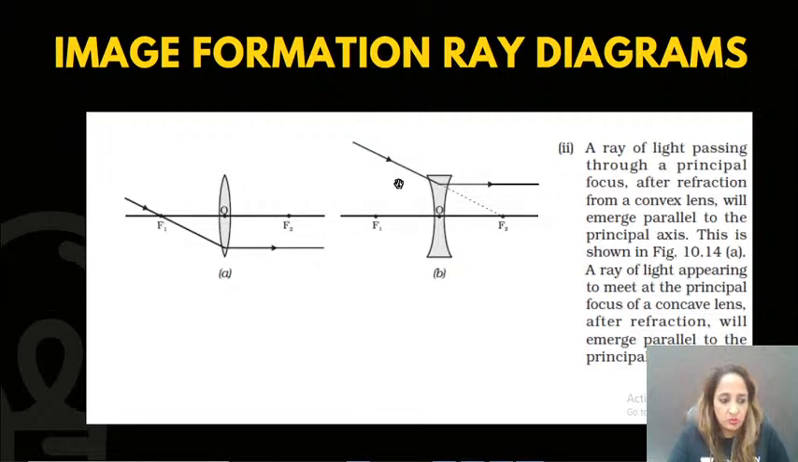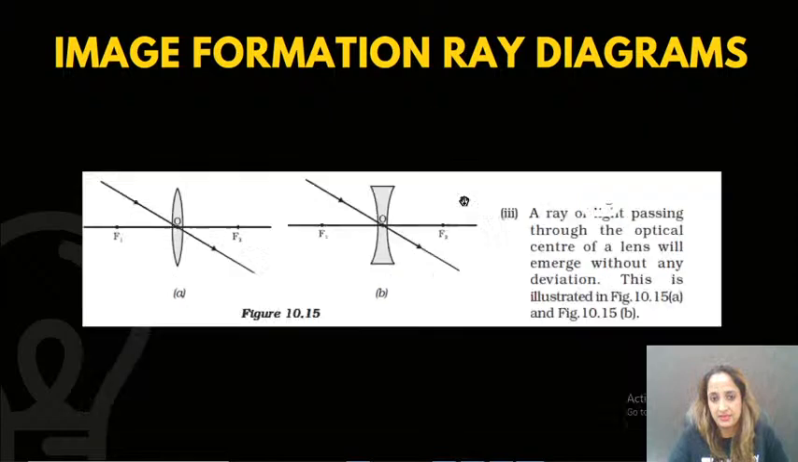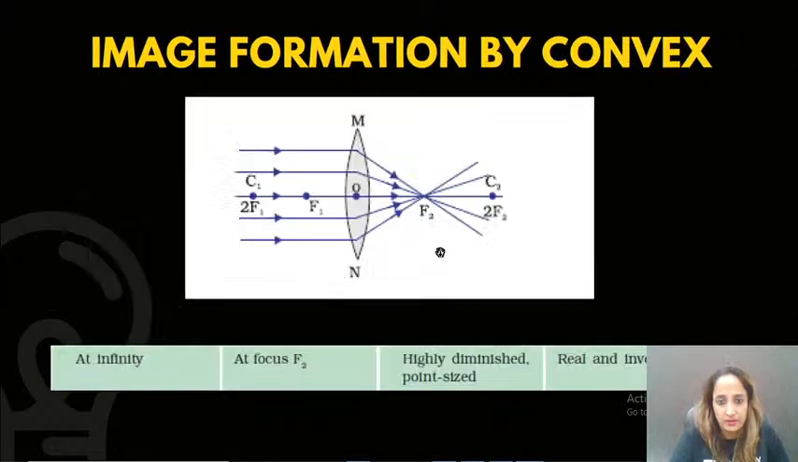We have to assume light is passing through the principal focus, and after refraction it is going parallel to the principal axis. Here, if the light is passing through O, which is the optical center, then after refraction it will go in that same direction only. It will not get refracted or change its direction. You have to remember that at the optical center of the lens, in the case of both convex lens and concave lens, it will still pass straight through the center.